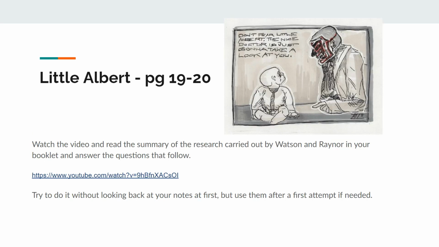Okay, so we're on page 19 to 20 of your booklet, and there's research here by Watson and Rayner. They've carried out research on this little boy known as Little Albert, with a terrifying picture on the slide. What I would suggest firstly, then, is that you watch the video summarising Watson and Rayner's research and then read the summary in the box on page 19.